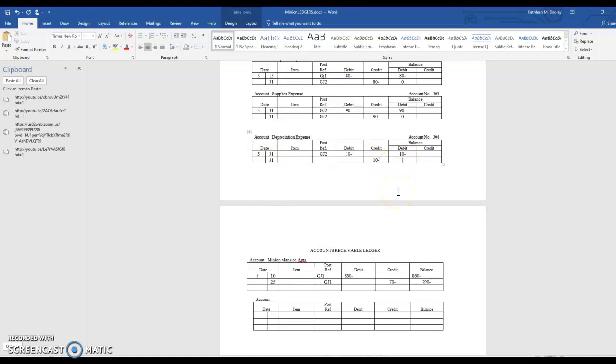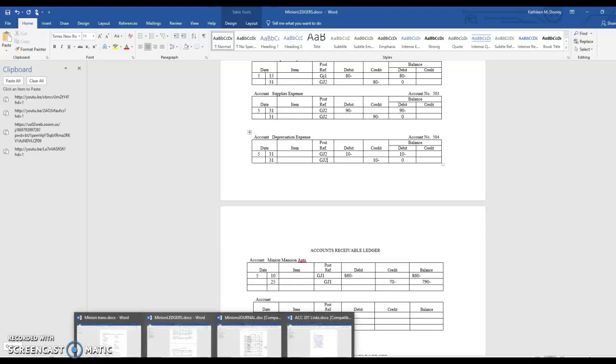Previous was a debit of 10. Now we have a credit. Debit and credit is subtract. 10 minus 10 is 0. And that's account 504.